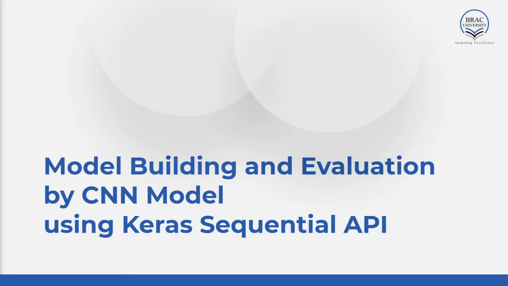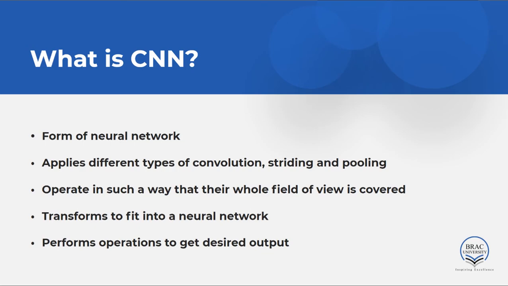My name is Rakeen Ashraf Chowdhury, and now I will be discussing model building and evaluation. What is CNN? Convolutional Neural Network, or CNN, is a neural network which follows artificial neural network, mostly used for images, audio, etc. Artificial neural network uses one-dimensional data. CNN applies different types of convolution, striding, and pooling to three-dimensional data, for example images, and transforms it to be able to fit into a neural network, that is, one-dimensional data. Then it feeds to the neural network and performs the operations in order to get the desired output.